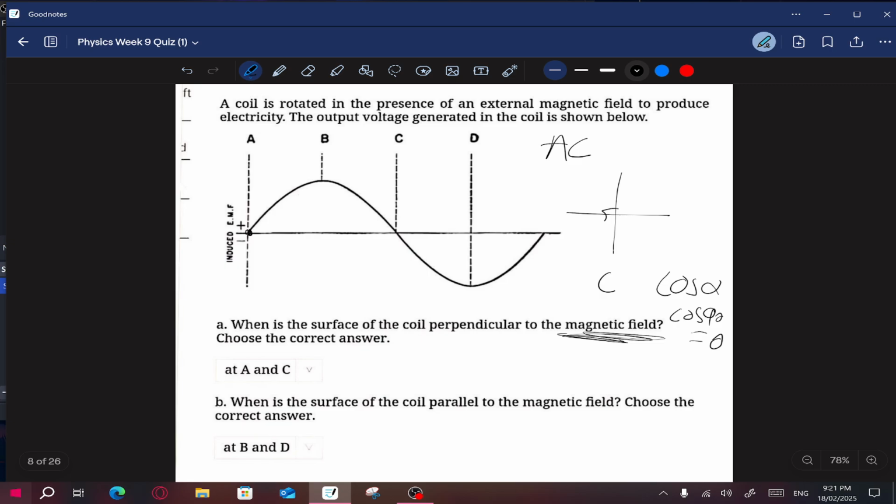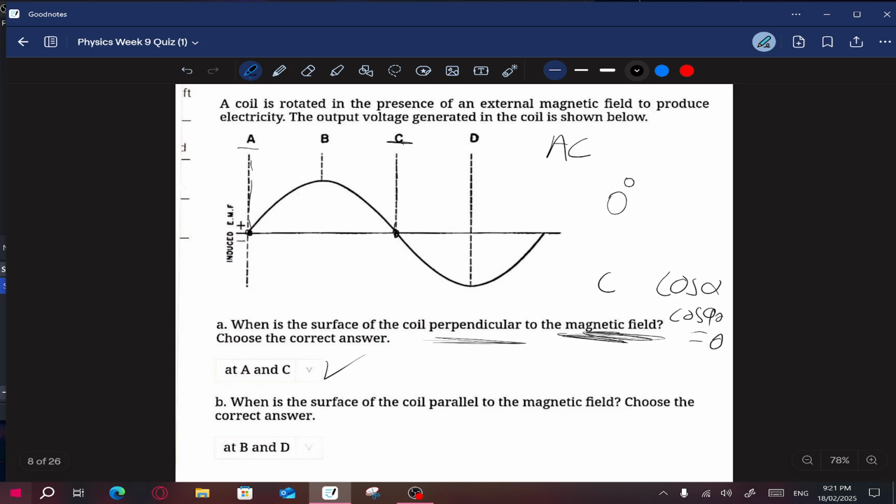We have it here at this point, we have it here at this point. Now, if this point was labeled as, let's say, point E, we would have it as also here at point E. However, point E is not labeled, so we're going to ignore this. So we trace it. It goes to point A and it goes to point C. So when it is perpendicular, which means it's going to have a 0 current, it is at A and C. When is the surface of the coil parallel? Parallel, remember, they'd be in the same direction, so it would have like a 0 degree or a 180 degree.